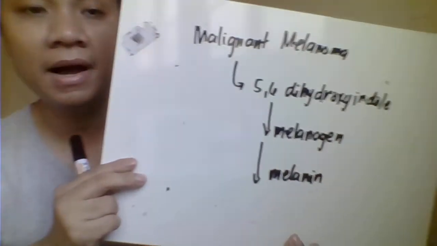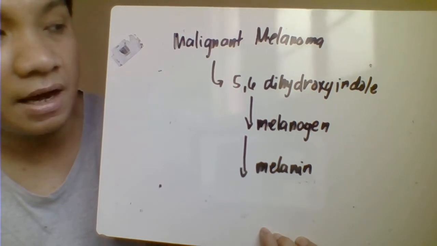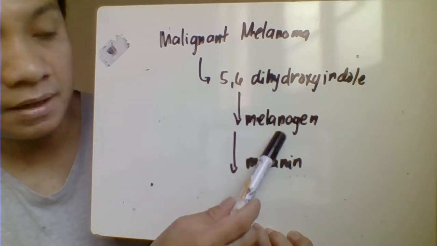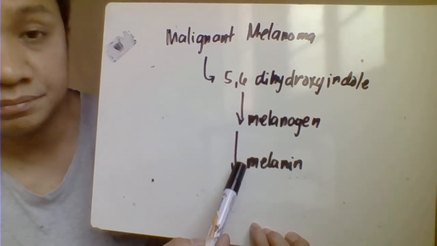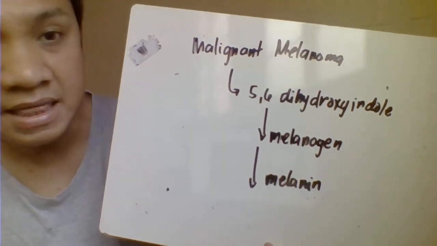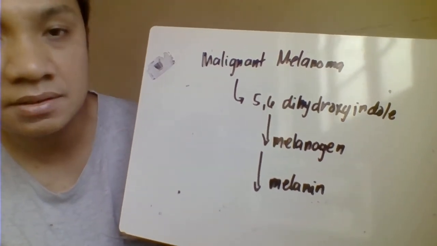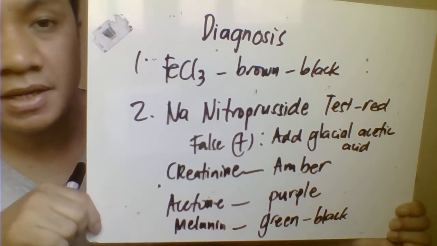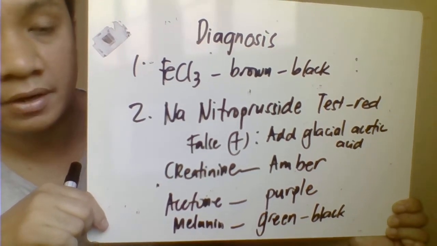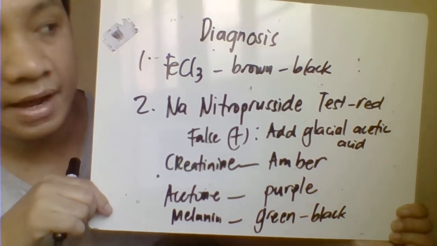So malignant melanoma tries to produce the following. Its metabolite 5,6-dihydroxyindole is a colorless precursor. Since you have a lot of this, you have a lot of melanogen, then your melanin will also increase, and therefore the patient would have a high concentration of melanin and a black color of the urine. To diagnose the patient with melanuria, you could perform the ferric chloride test. The ferric chloride test would give a brown-black color. Another test you could perform is the sodium nitroprusside test, which will give a red color.